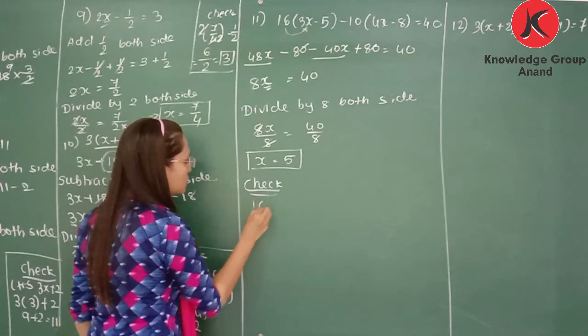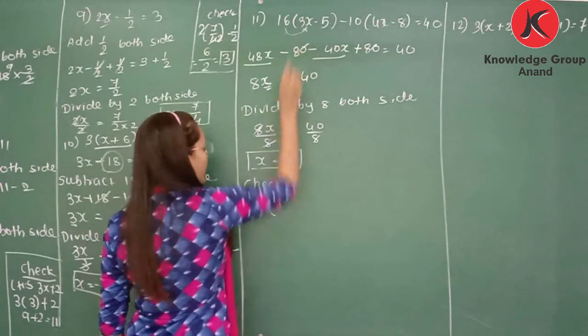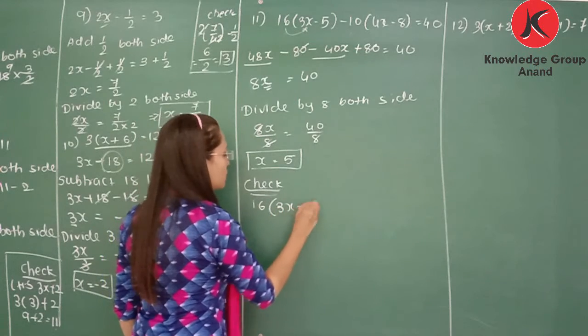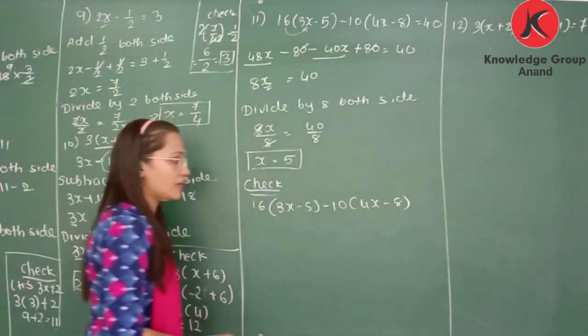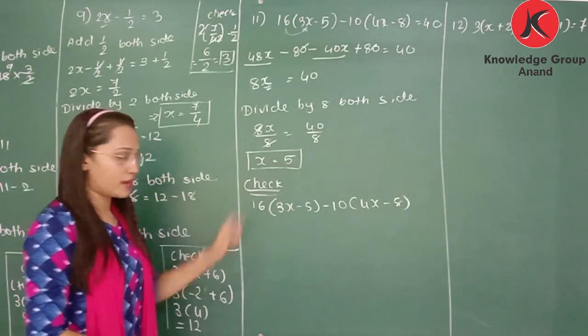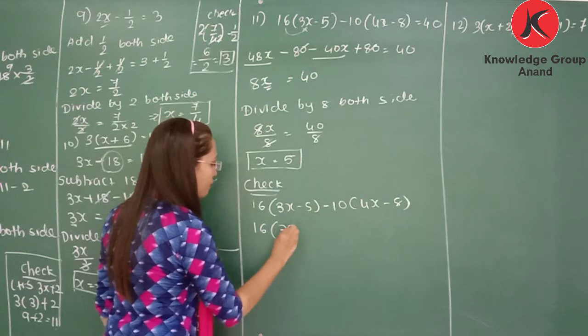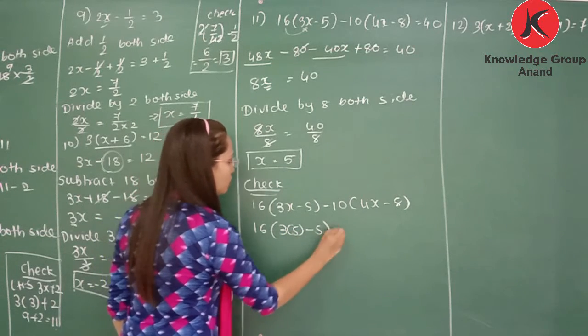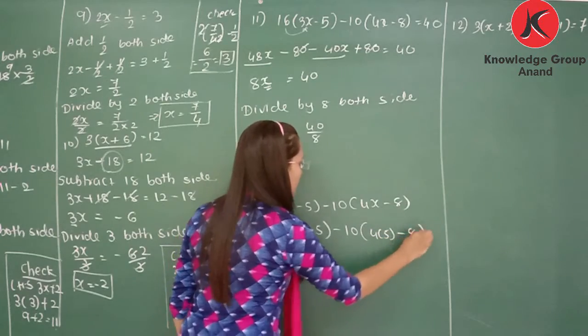Here we have 16. We get x is equal to 5. So let's write the first equation. This is our left hand side. Now instead of x you need to write 5. So here 16(3 multiplied by 5 minus 5) minus 12(4 multiplied by 5 minus 3).